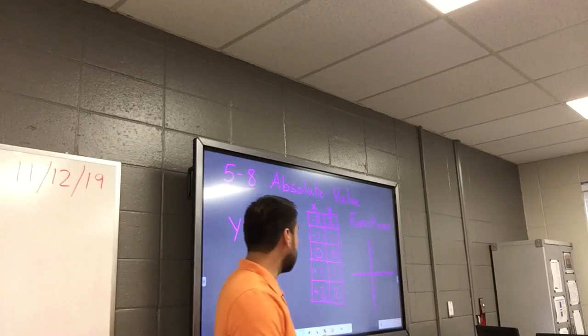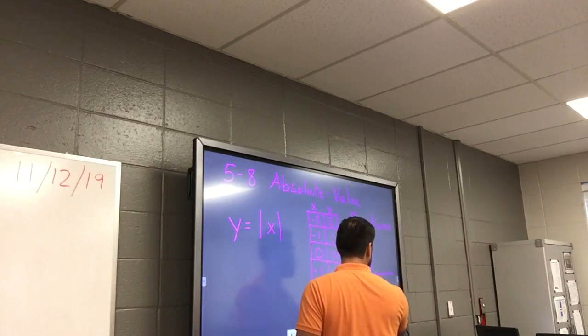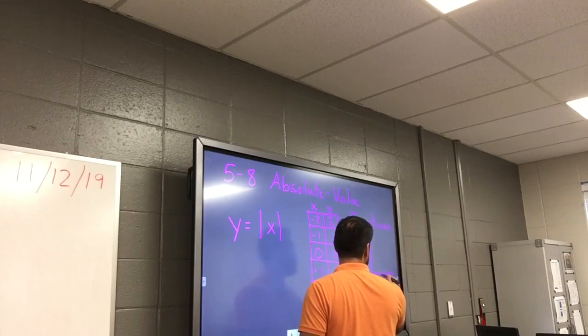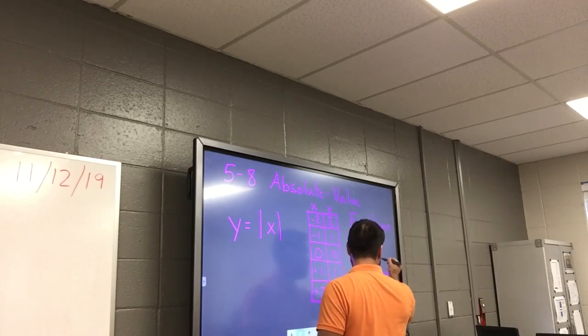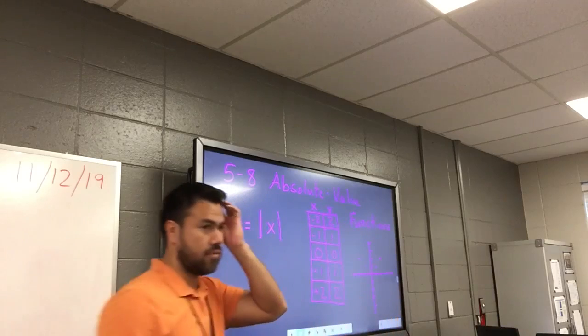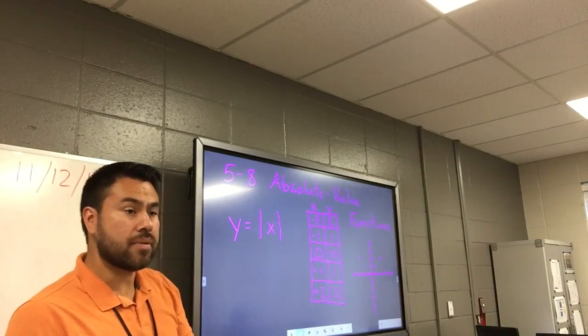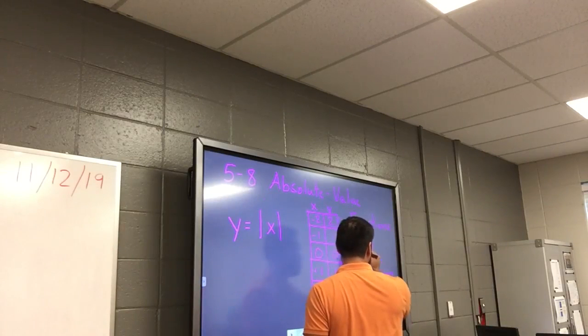Can you guys put these points on the graph? So -2, 2. So -2, +2. -1, +1. 0, 0. 1, 1. 2, 2. And do you guys see it already? Do you guys see that shape naturally coming about from that table? And so go ahead and connect them.